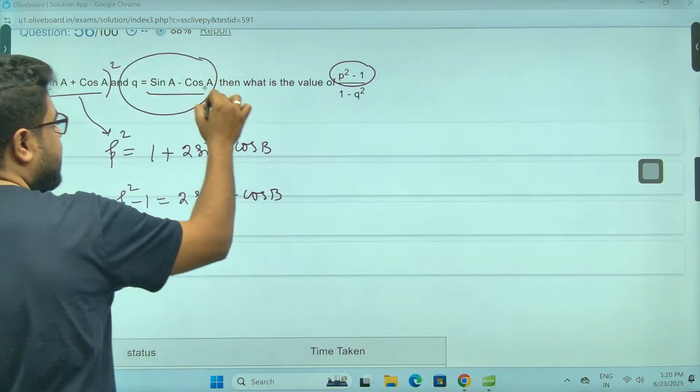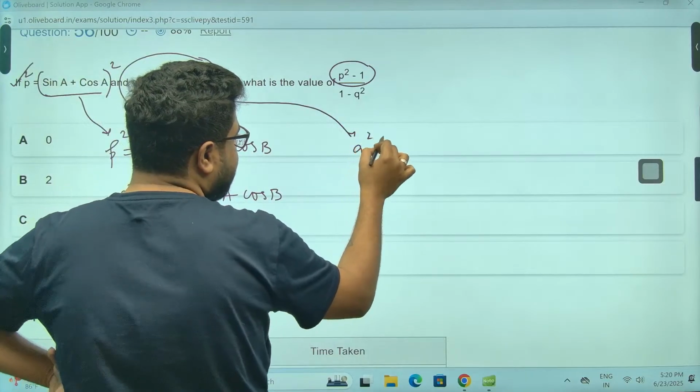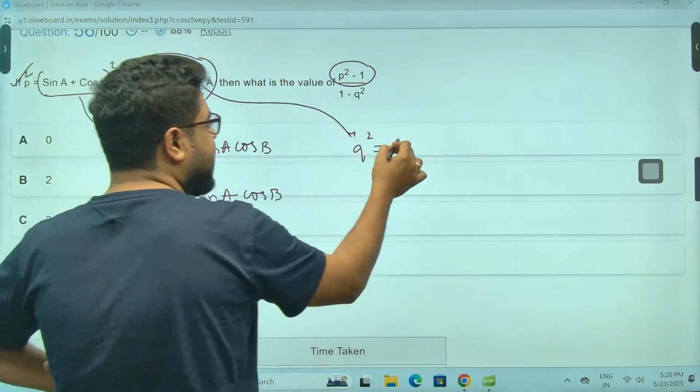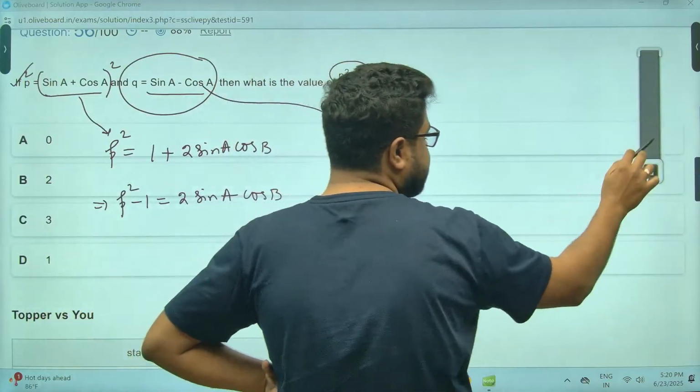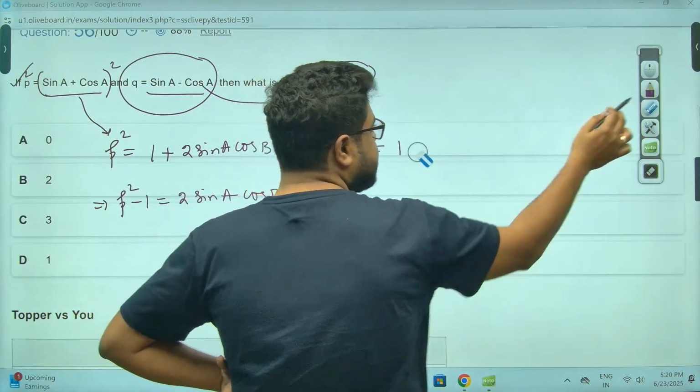Similarly from here, Q square will be what, sir? Sir, whole square means sine square plus cos square is 1. But again, it will be not plus, sir, but minus.